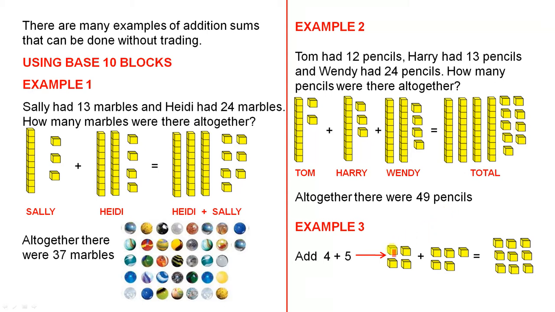Here's a very simple example where we just use singles, 4 plus 5. And when you put all those together, you just get 9, because there are no longs here. You just get 4 short ones and 5 short ones, which gives us 9 altogether, which are 9 singles.